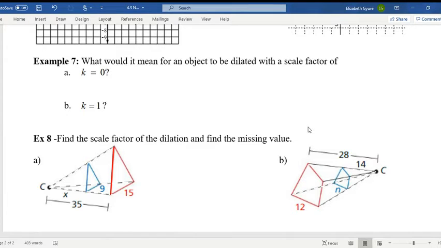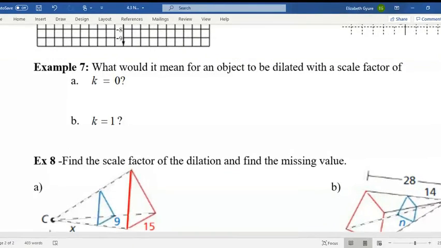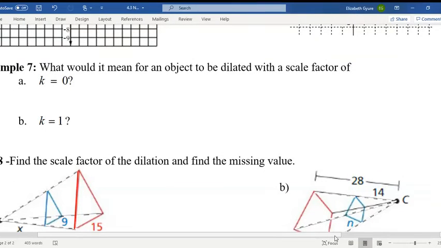All right. So example 7. What would it mean for an object to be dilated with a scale factor of K? And then part A, it's asking us what if K was 0? And for part B, it's asking us what if K was 1? For 0, what do we think? Now keep in mind, guys, don't you take each coordinate and multiply it by its scale factor? What's going to happen to each point? It becomes 0, right? Each point is going to become 0, 0, so the entire picture would turn into just one single point, 0, 0, which is the origin.